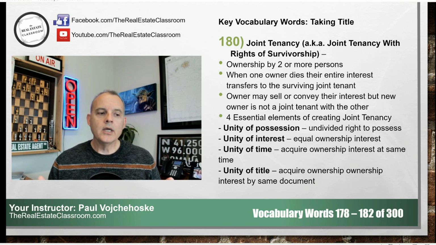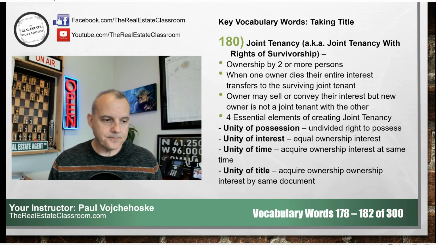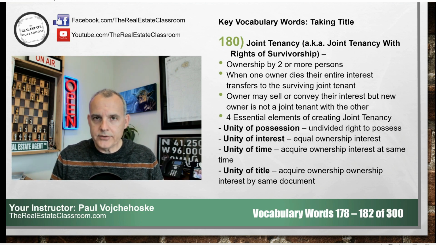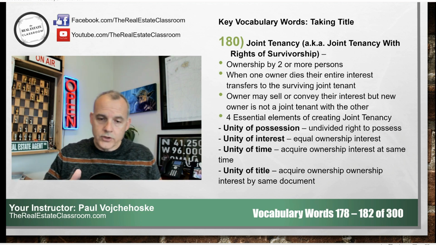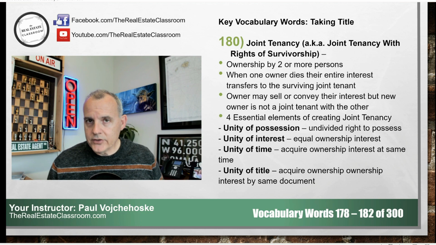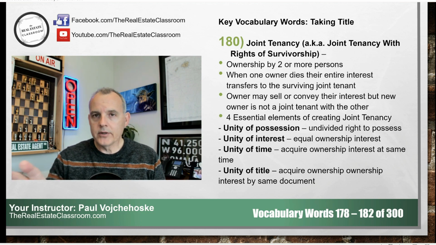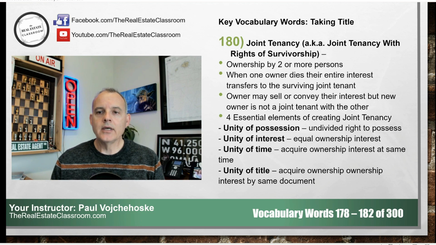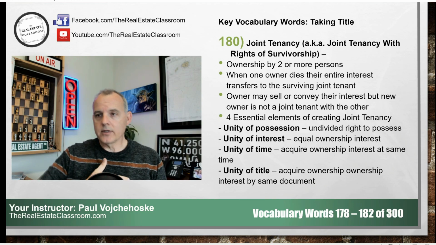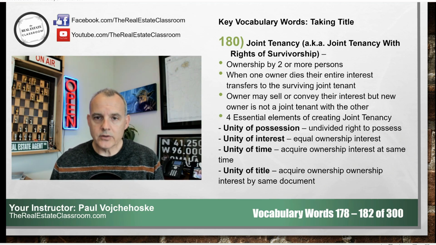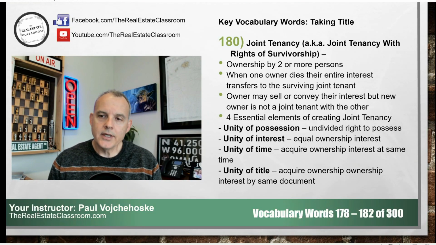All right. Now, when one of the owners dies, the entire ownership interest of the deceased person reverts to, or transfers to, the other surviving joint tenant. So my wife and I purchase your piece of property. We're holding title as joint tenancy with rights of survivorship. If I die, then my ownership interest automatically reverts to my spouse. Now, another aspect of joint tenancy is an owner may sell or convey their interest, but the new owner is not holding title as joint tenant with the other.